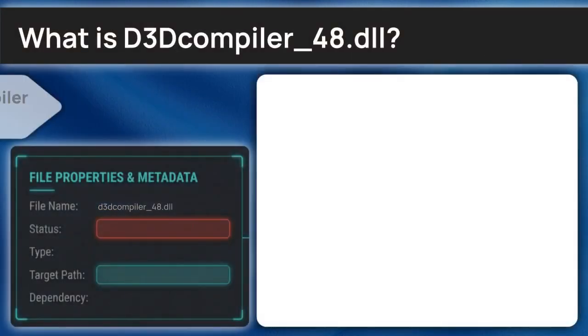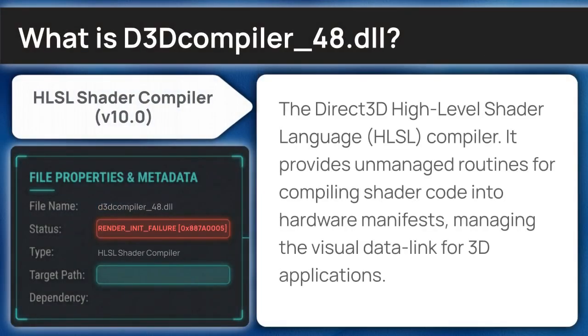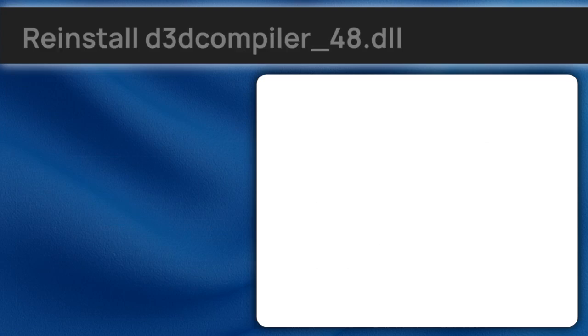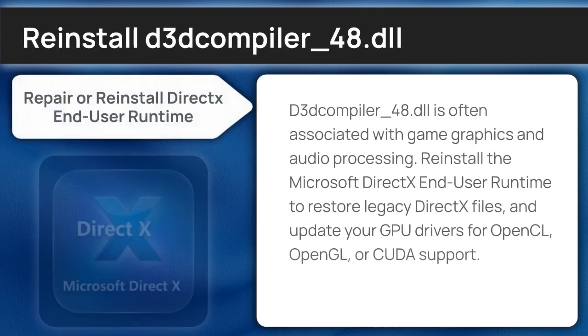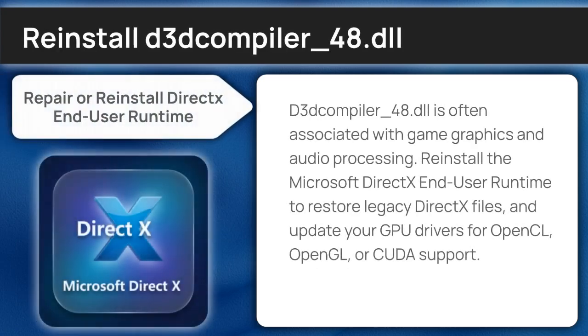This is the D3D Compiler 48, the Direct3D High-Level Shader Language HLSL Compiler. It provides unmanaged routines for compiling shader code into hardware manifests, managing the visual data link for 3D applications. Since we've covered what this file is, let's move to the primary fix. D3D Compiler 48 is often associated with game graphics and audio processing.